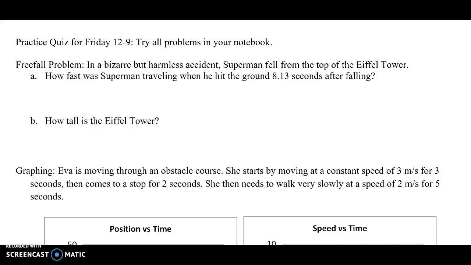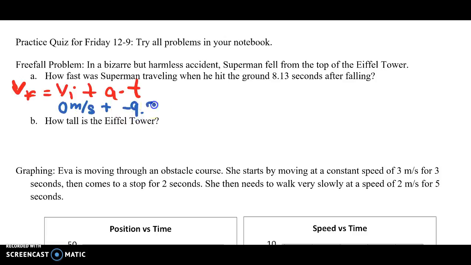We are going to go over the free fall problem first. So in the first question, you're asked to figure out how fast Superman is traveling when he hits the ground, 8.13 seconds after falling. How fast means that you're trying to find a velocity. We're going to use this equation: VF is equal to VI plus A, your acceleration, times the time. In this problem, your initial velocity or speed is 0.